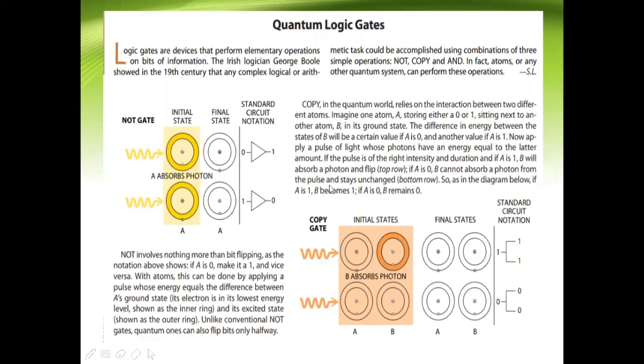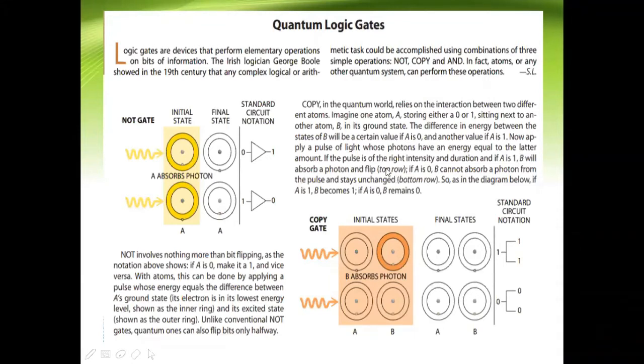The copy gate in the quantum world relies on the interaction between two different atoms. Imagine one atom A, storing either a 0 or 1 position, sitting next to another atom, B, in its ground state. The difference in energy between the states of B will be a certain value if A is 0, and another value if A is 1. Now apply a pulse of light whose photonic energy equals the latter amount.